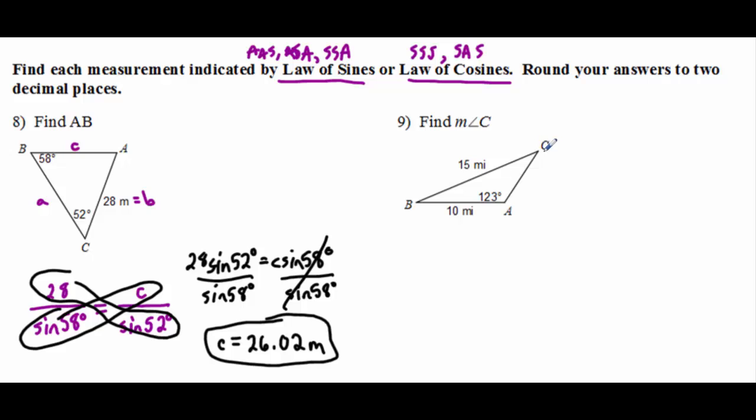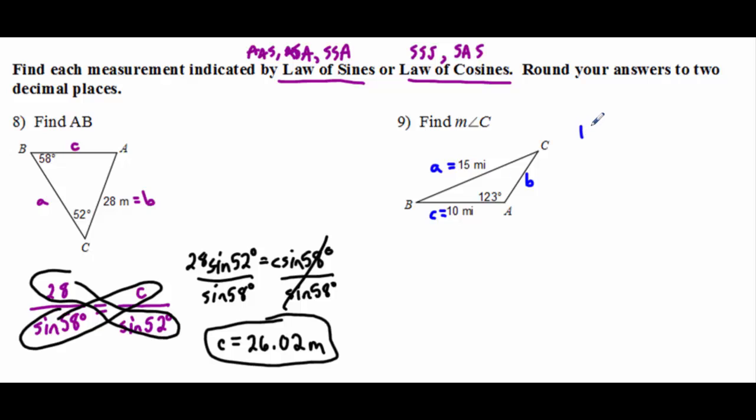On number 9, we want to find angle C. If I look at this, you might at first think that this is side angle side, but actually we have a side and an angle that's not in between them. So this is side side angle. So I'm going to use the law of sines. I'm going to label my sides. This is A, this one's B, this one's C.